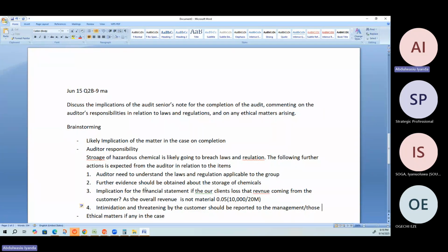Or those charges with governance, but you don't need to go to those charges with governance. So let me just say if any, because you don't need to meet them all the time.